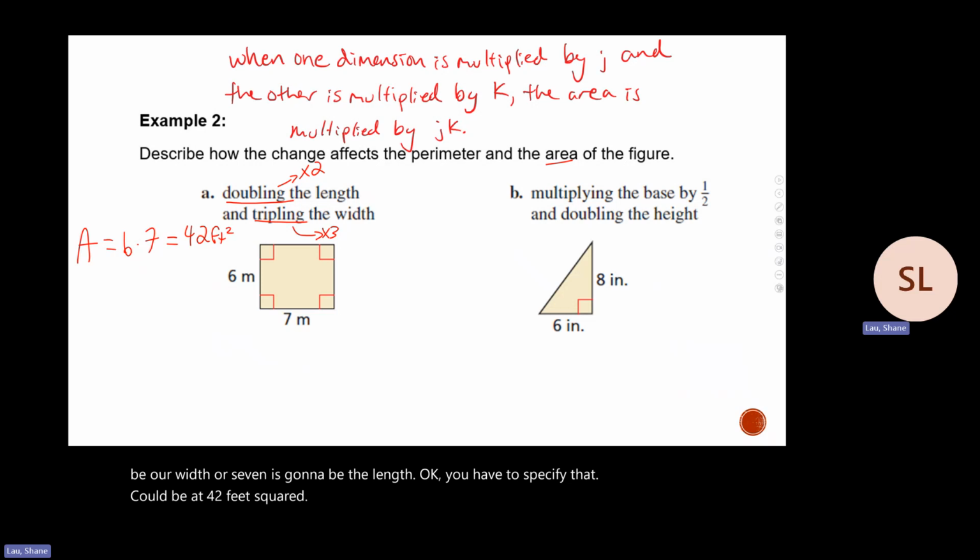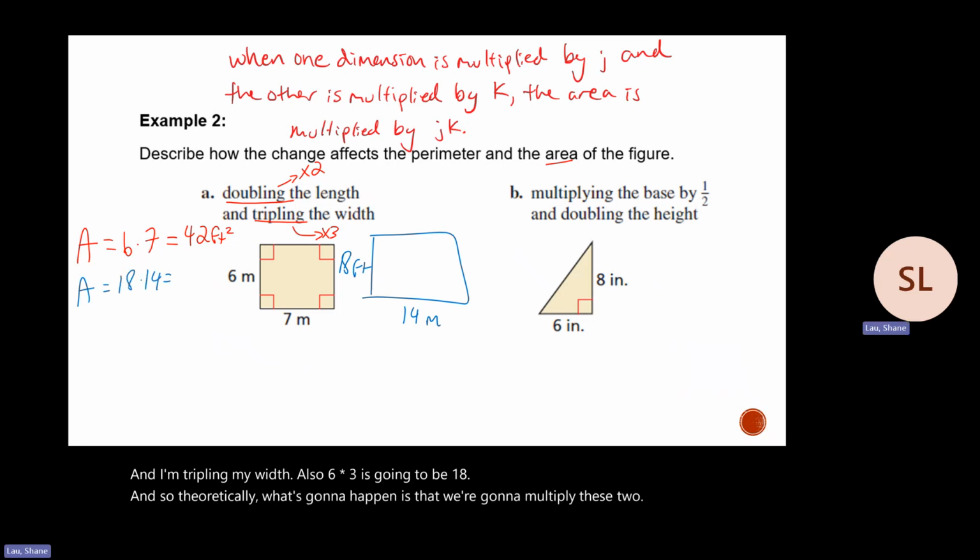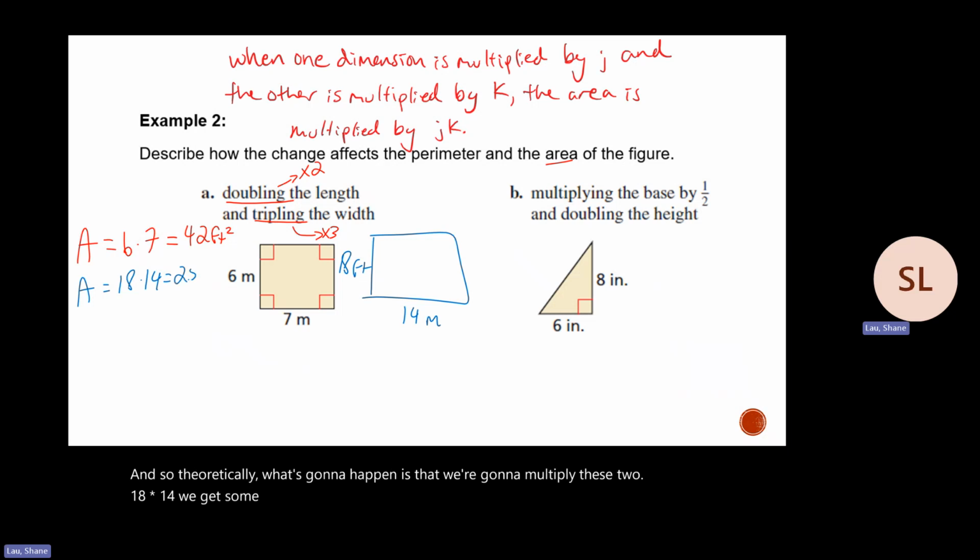However, if I'm going to change it, I'm going to double my length. So I'm going to make a new rectangle. I'm going to double my length, which is going to be 14 meters now. And I'm tripling my width. Well, 6 times 3 is going to be 18 feet. And so theoretically, what's going to happen is that we're going to multiply these two. 18 times 14, we're going to get some value. This is actually going to be 252 feet squared.